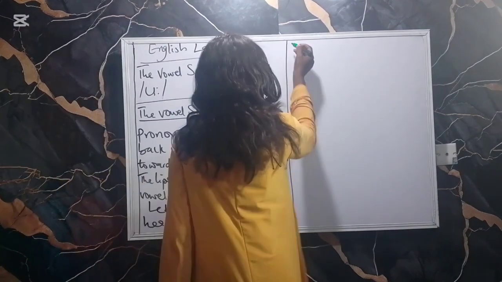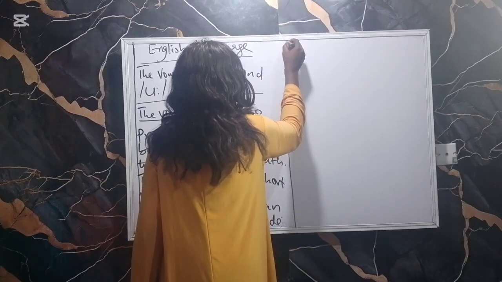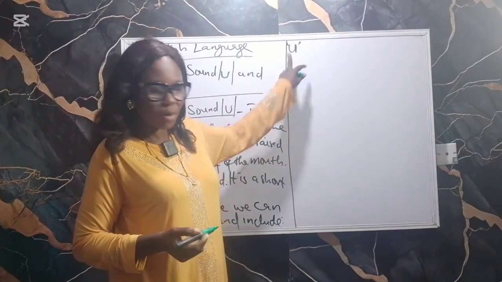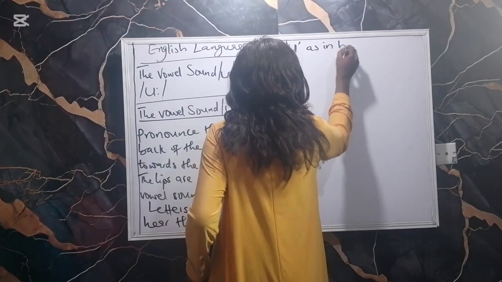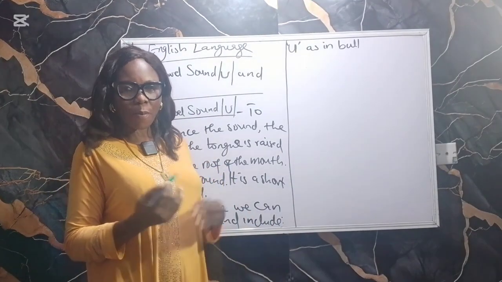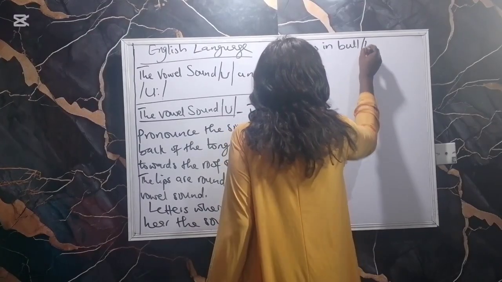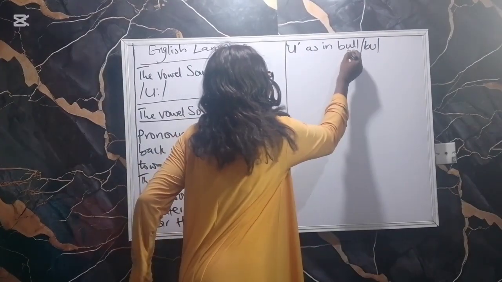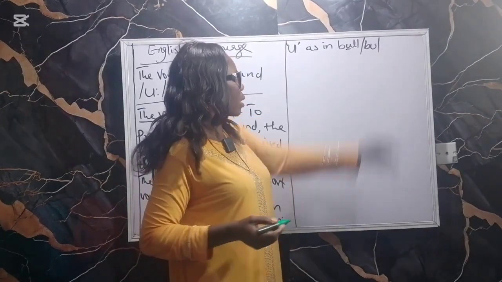we can hear it in letter U. We are not talking about sound now, we are talking about letter, in letter U, as in bowl. As usual, I want us to transcribe to help us pronounce it right. So bowl, where you see U, you put the O sound.